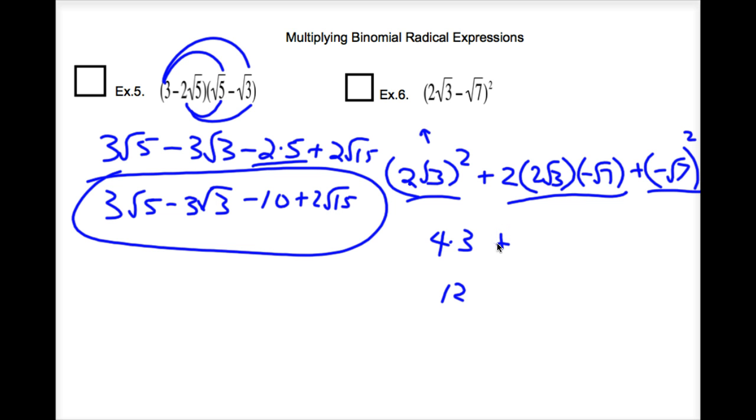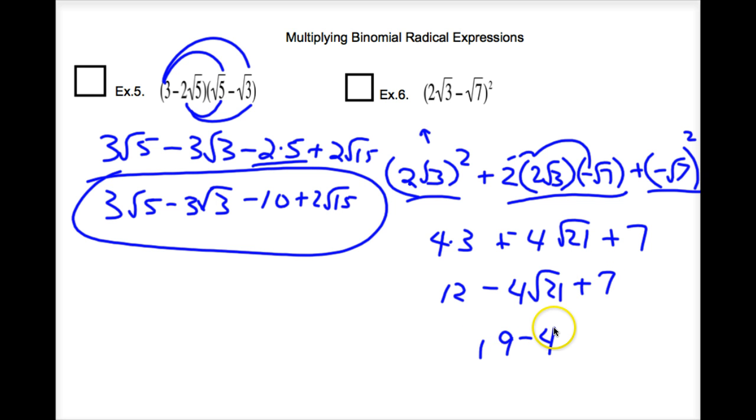Multiplying the next one, I would have 2 times 2 is 4. 4 times negative is negative 4. And on the inside, I'd have 3 times 7, 21. And the last one, I have a negative squared, so positive. And square root 7 times square root 7 is 7. So 12 minus 4 root 21 plus 7. Add like terms, I get 19 minus 4 root 21.